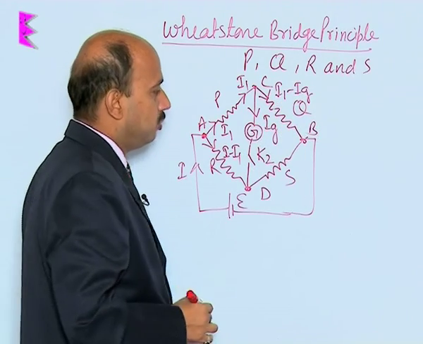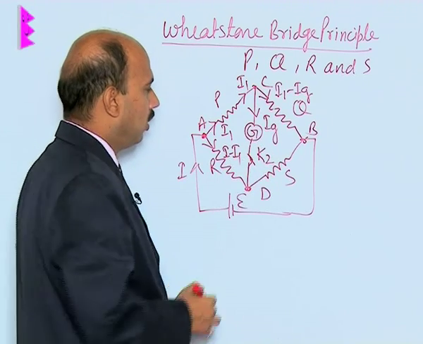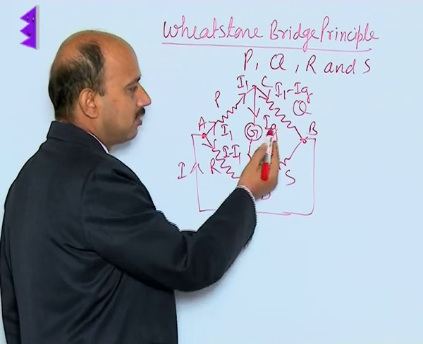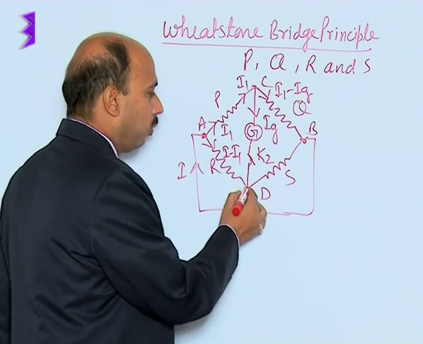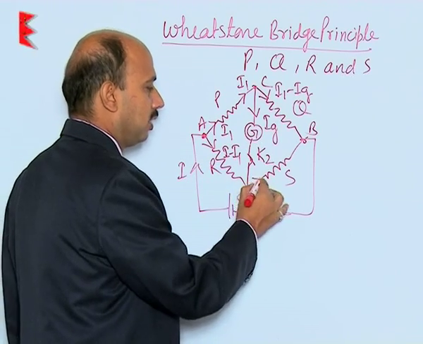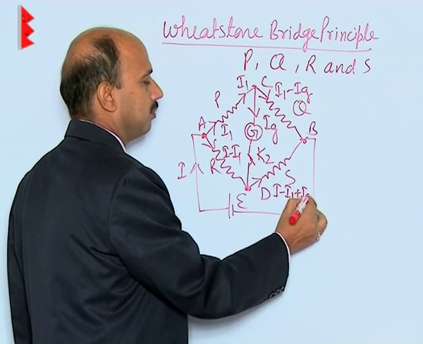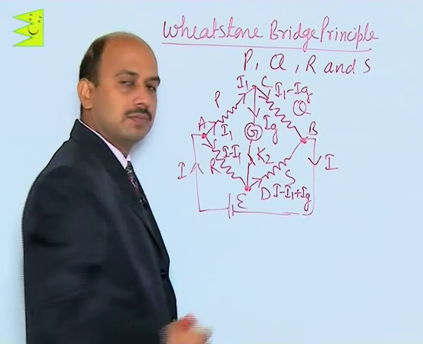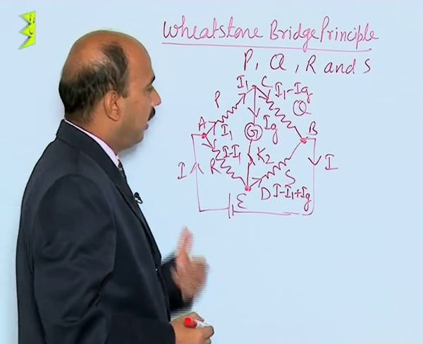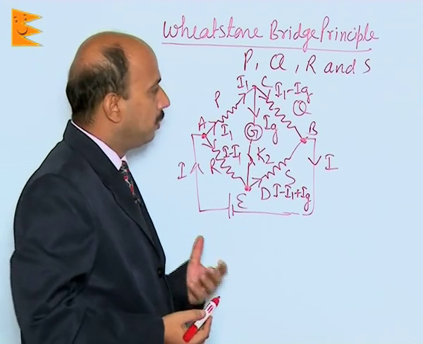Take care, the distribution must be correct. This is the tapping key, the circuit is closed now. From the galvanometer side it is coming Ig, and from this side it is coming I minus I1. Both are getting added at this junction and going to this side, it is I minus I1 plus Ig. And again at the point B the total current is I. So the distribution of the current must be proper.